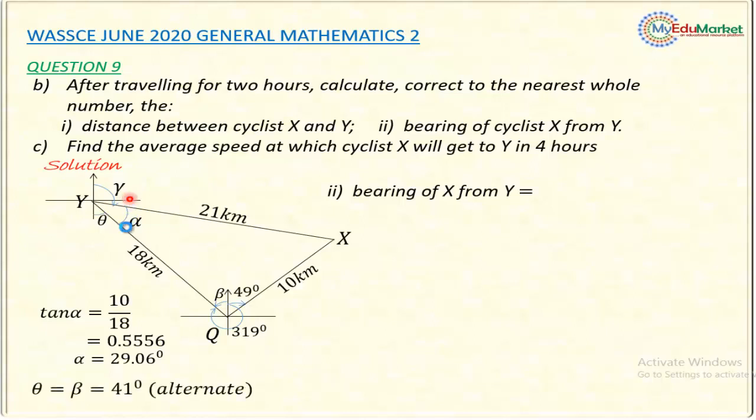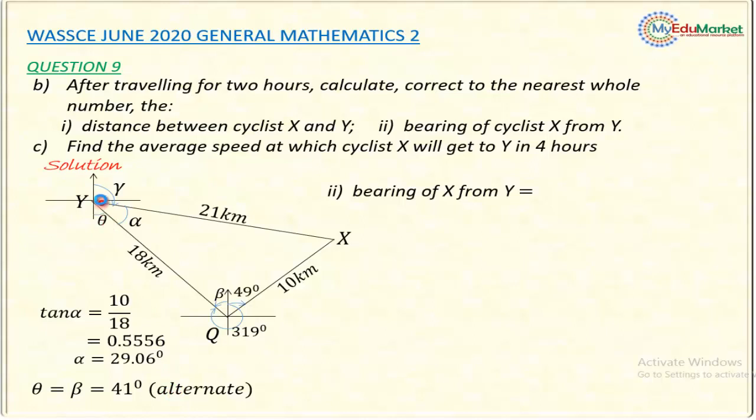So this angle theta is the same thing as beta. Why? Look at beta here. The angle beta, I have it already as 41 degrees. And this angle beta and theta are alternate angles to each other, because this line pointing northward and this line pointing northwards are parallel. So beta and theta will now be equal because they are alternate angles. So theta is now known as 41 degrees.